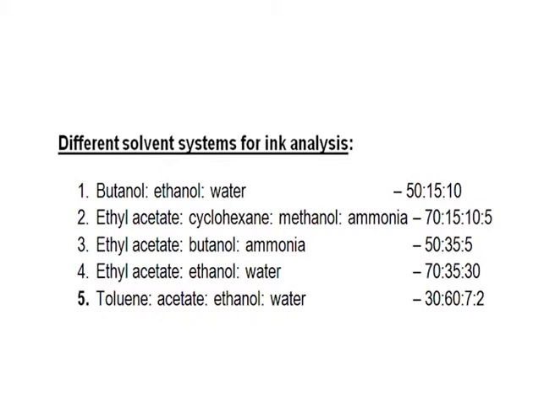70:15:10:5. Then we have ethyl acetate to butanol to ammonia in the ratio of 50:35:5. Then we have ethyl acetate to ethanol to water in the ratio of 70:35:30, and a solvent system of toluene to acetate to ethanol to water in the ratio of 30:60:7:2.